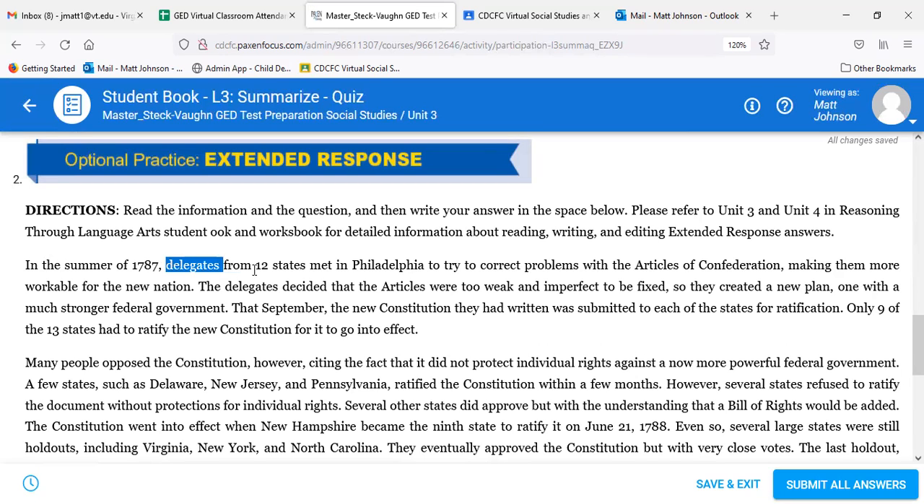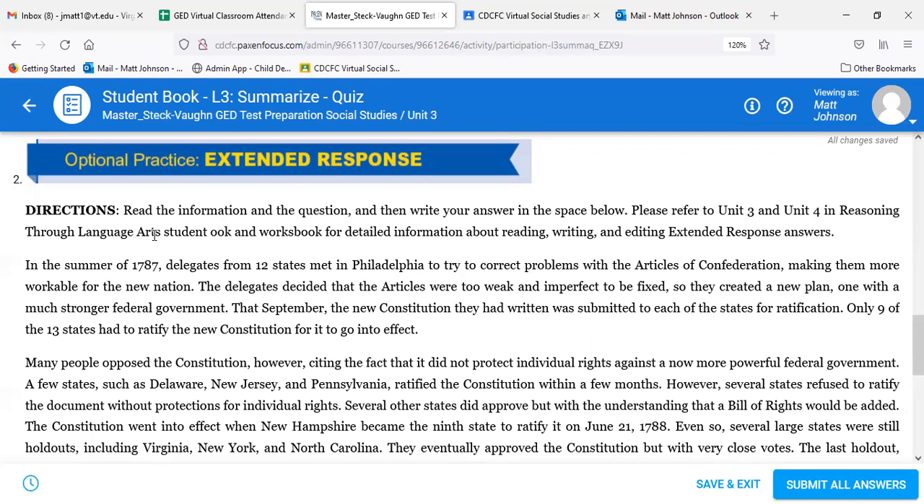So it was the delegates from 12 states, right? They met in Philadelphia. Oh, I'm sorry. Delegates from 12 states. There were more than 12 delegates, but it was delegates from 12 states. Okay, so that's our who.